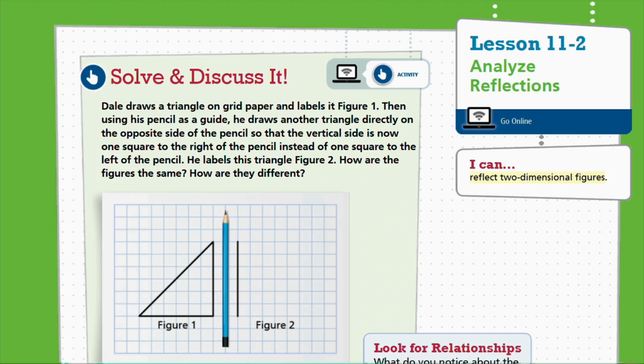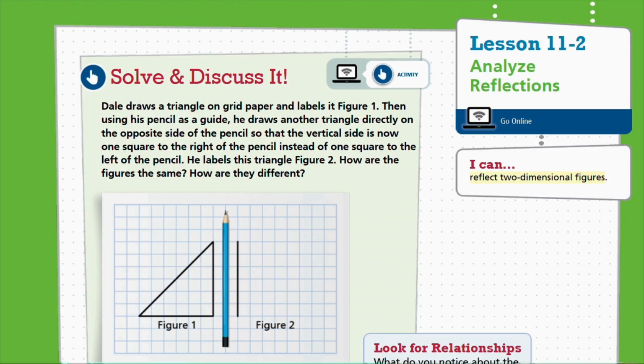Dale draws a triangle on a grid paper and labels it figure 1. Then, using his pencil as a guide, he draws another triangle directly on the opposite side of the pencil so that the vertical side is now one square to the right of the pencil instead of one square to the left of the pencil. He labels this triangle figure 2. How are the figures the same?